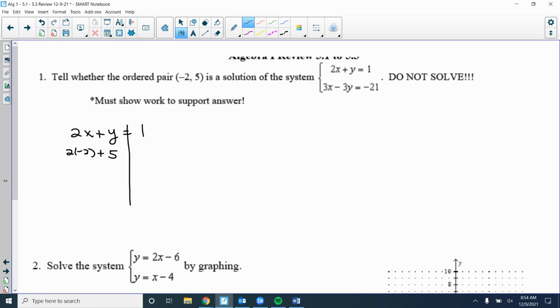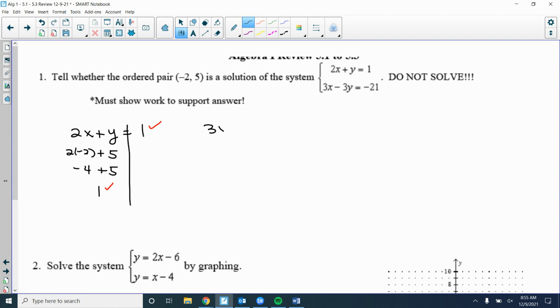2 times negative 2 is negative 4. Negative 4 plus 5 is positive 1. So if I match up with what's on the right, that means it works for that one. So it's a possible answer. It's not an official answer until what? Until it works for the bottom one. It's got to work for both of them. It works for one of them. And so now I got to test it with the other one.